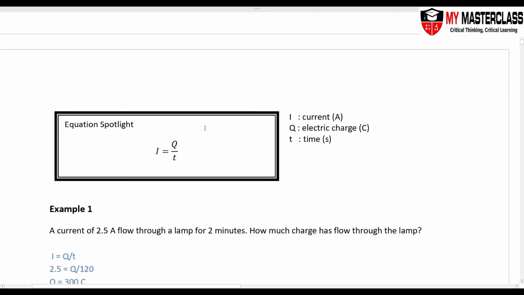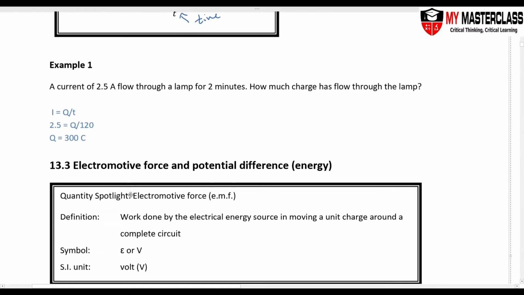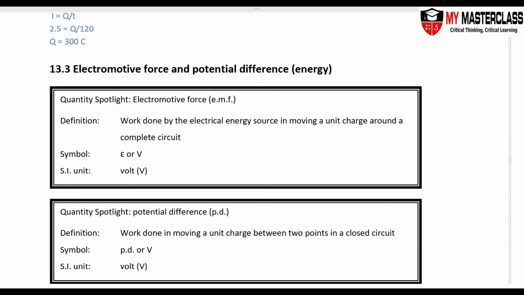Next, we have the equation for current. I is Q over T, because this is the rate of flow of charges. Q is charge, T is time. So charge per unit time gives you the current. So amperes can also be represented as coulombs per second. Next, this is a simple example, and after that we have the concept of EMF and potential difference.